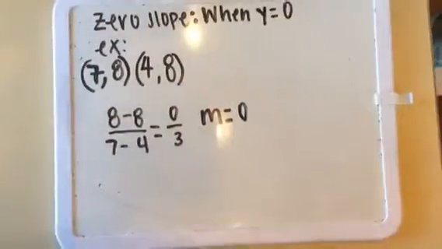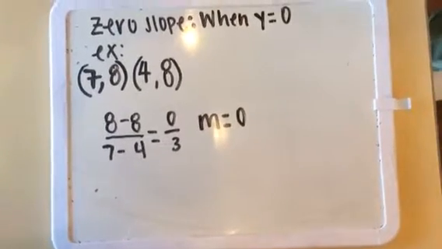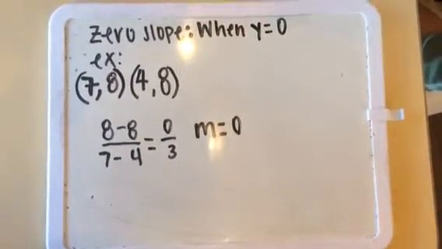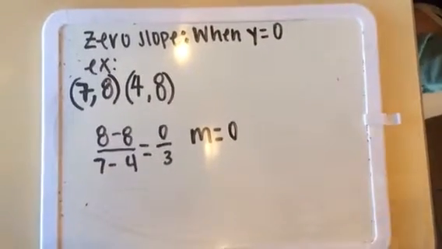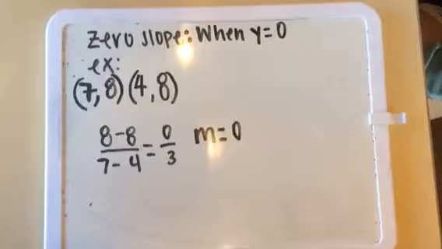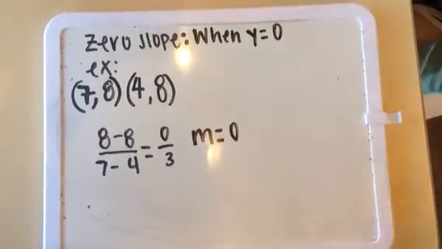Zero slope is when y equals a constant. For example, if you have the points 7, 8, and 4, 8, you would plug it into your slope formula to get 0 over 3. And you can divide 0 by 3, but you still get 0. So the slope is 0.